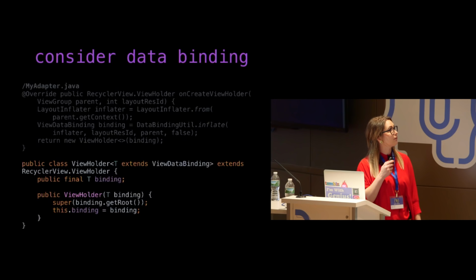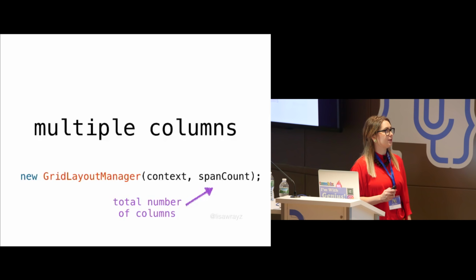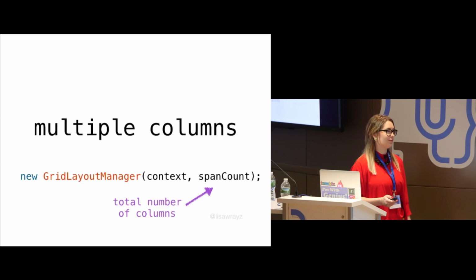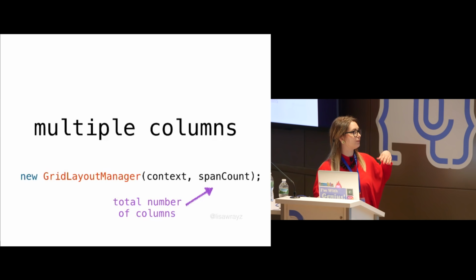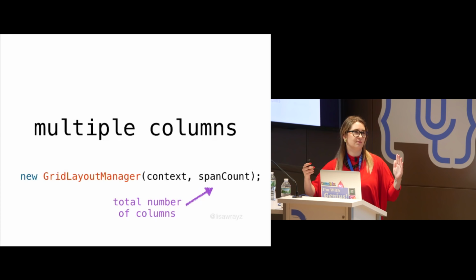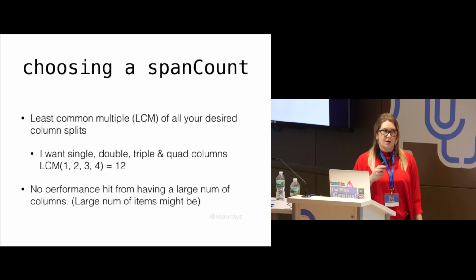Moving on to a closely related topic, I'll talk about multiple columns. And the way that 99% of people probably should accomplish multiple columns is by using a grid layout manager. And there's this constructor. There's also another one which takes four arguments if you want to change the direction. This one gives you a vertical grid layout manager. The span count is the total number of possible columns into which you can divide items using this grid layout manager. A question may be how to choose a span count and how crazy can you really go with this.